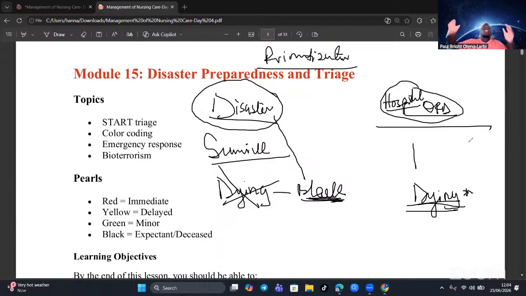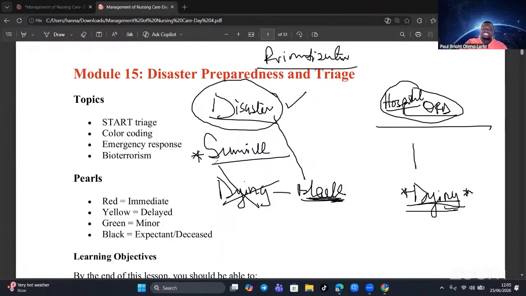If the hospital has 3 floors, and it crashes, the med-surg unit, the floor breaks, the building breaks, and people are dying, the situation has changed to a disaster. So I am not going to look for the dying patient. I'm going to look for the stable and surviving patients. That's it. So always take notes.